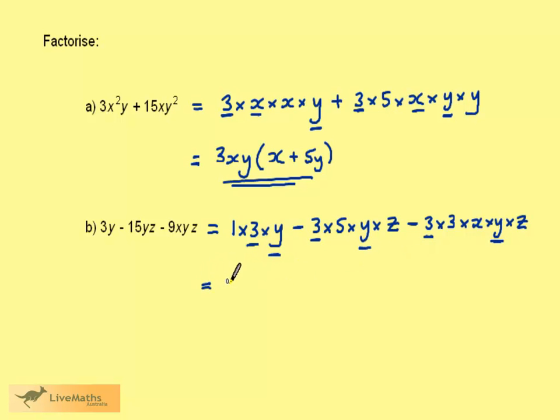So we write down 3y and we open a bracket. It now becomes clear why we needed this 1. It's all we have left in the first term. So we have 1, a minus sign, 5 times z is 5z, a minus sign, and 3 times x times z, which we can write as 3xz.